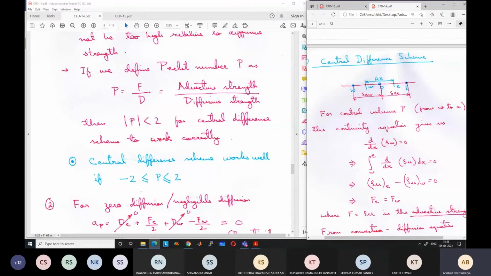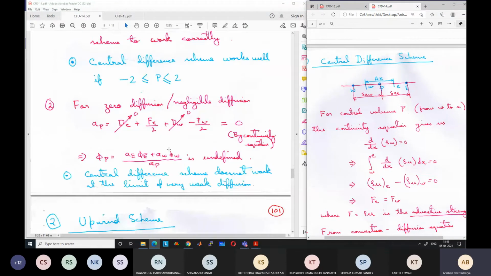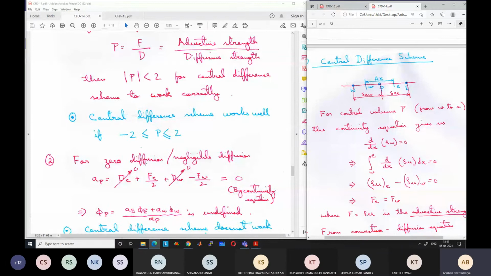There was another problem which we found, which occurs when the diffusivity tends to 0. In that case, A_P becomes equal to 0. So phi_P, which is written as A_E phi_E plus A_W phi_W by A_P, becomes undefined. This is also the same problem basically. Diffusion tending to 0 means convection is very large as compared to diffusion, or the Peclet number is very large. Diffusion tends to 0 means the Peclet number tends to infinity. So again the same thing, the central difference scheme does not work.